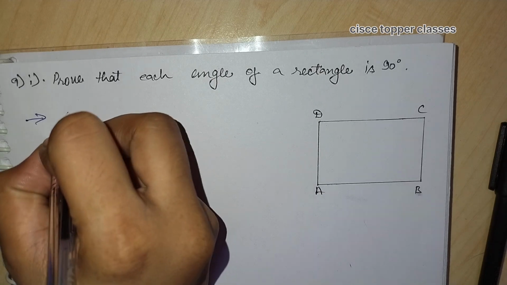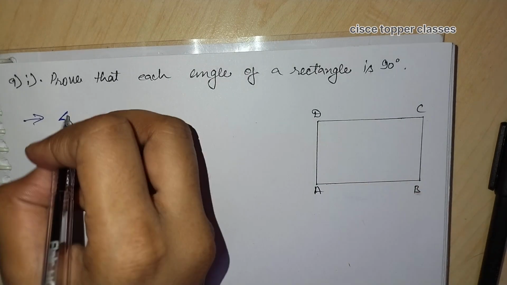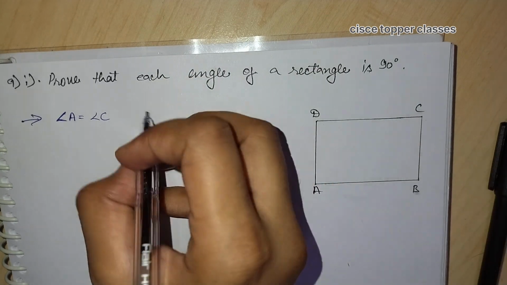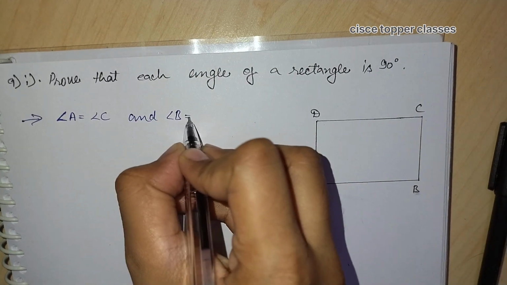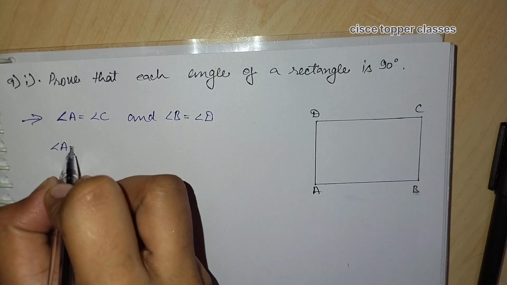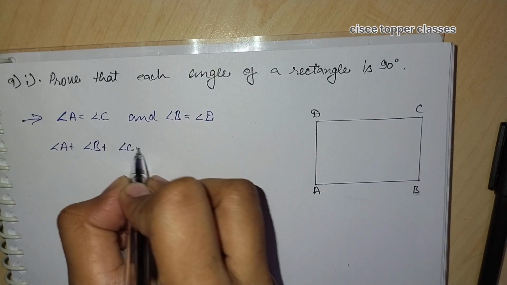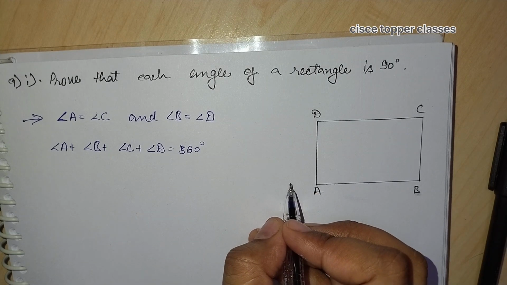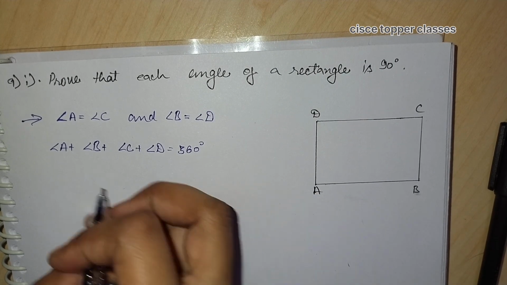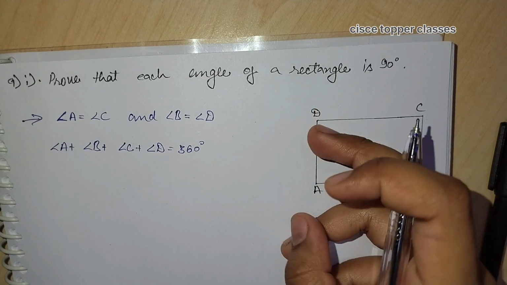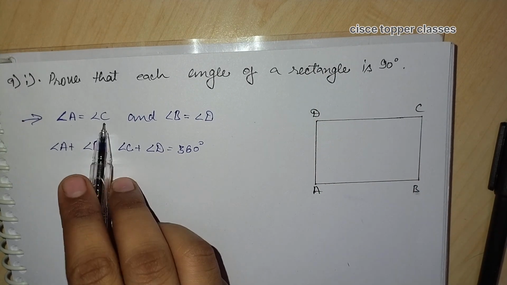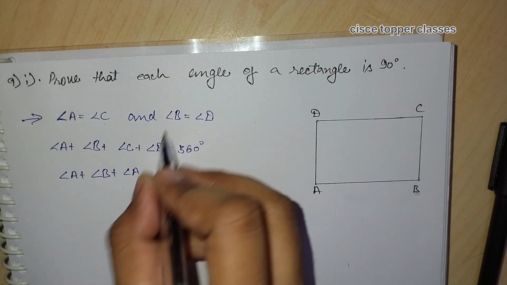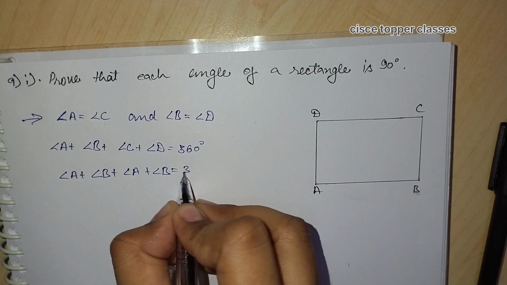So simply, as we know that in a parallelogram, because a rectangle is a parallelogram, the opposite angles are equal. So angle A is equal to angle C, and angle B is equal to angle D. So angle A plus angle B plus angle C plus angle D is equal to 360 degree, because the sum of angles of a quadrilateral is 360 degree. Now, angle A is equal to angle C, and angle B is equal to angle D, so angle A plus angle B plus angle A plus angle B is 360 degree.